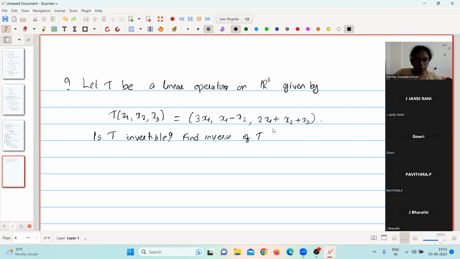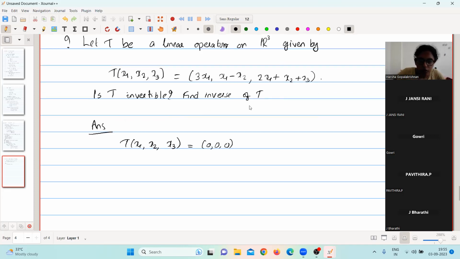So first of all, we will check whether T is invertible or not. For that, we just need to check whether it is one-one or onto. Any one of the conditions is enough. Let us first check whether T is one-one. For that, we need to check whether kernel of T contains any non-zero element or not. So we will find kernel of T. For that, we will equate T of x1, x2, x3 equal to 0.